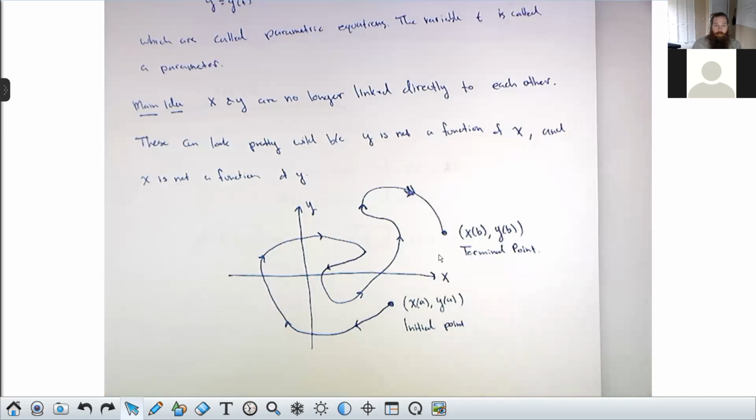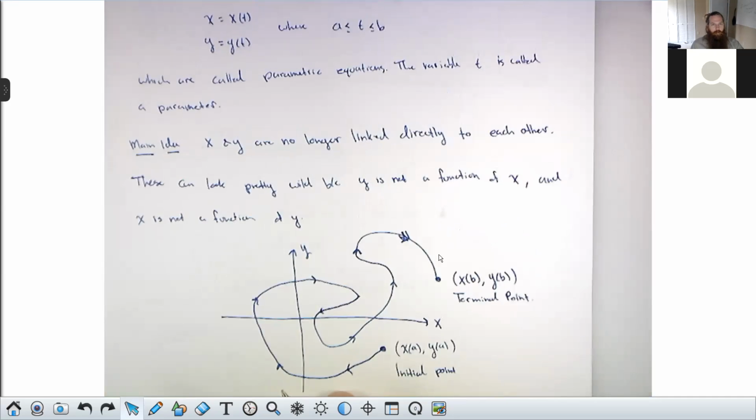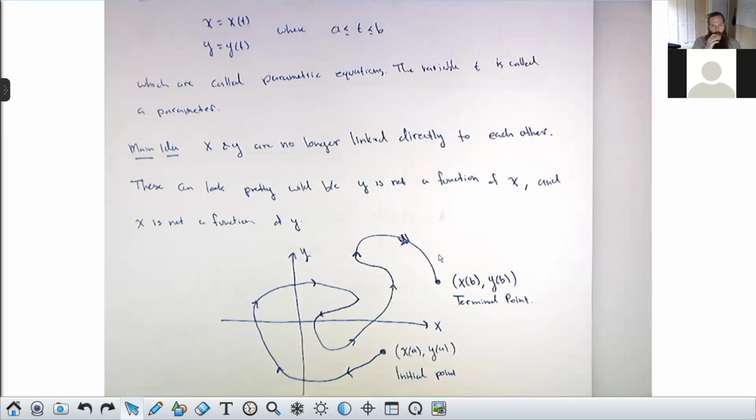I'm going to show you how to do this. I'm going to show you how to come up with these graphs. And I'm also going to show you how to take a graph that you already know from the function setting and turn it into a set of parametric equations, which is pretty cool.